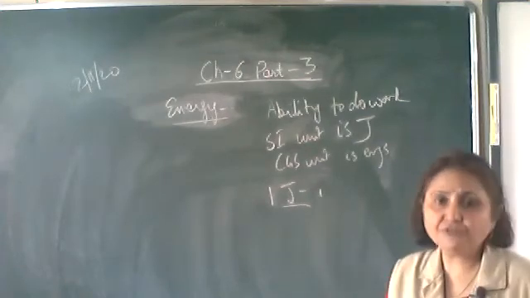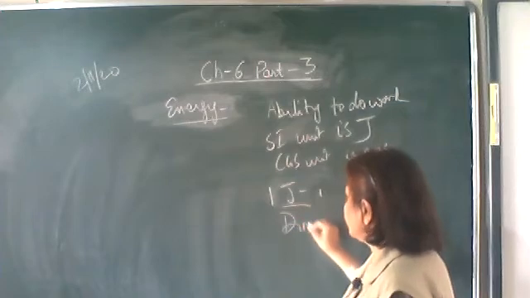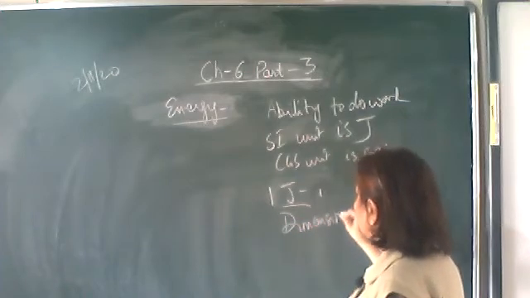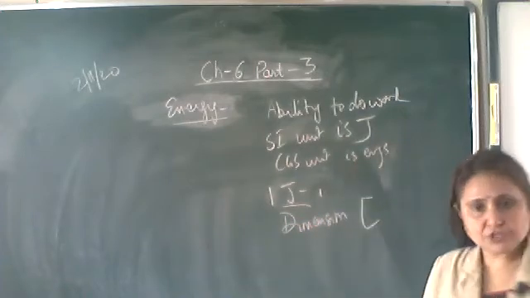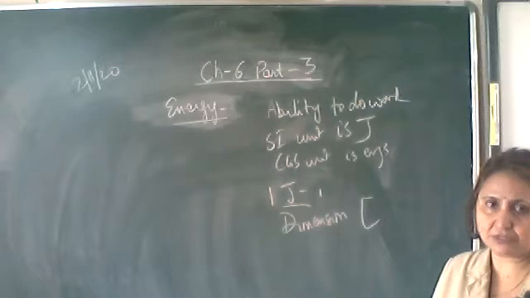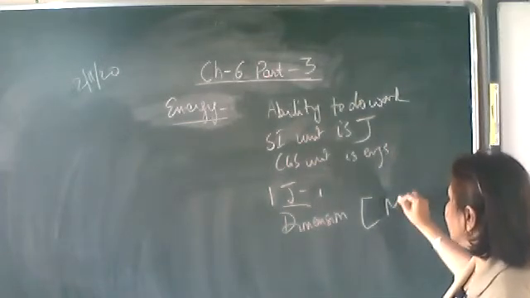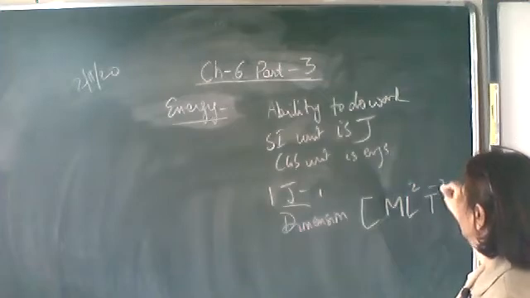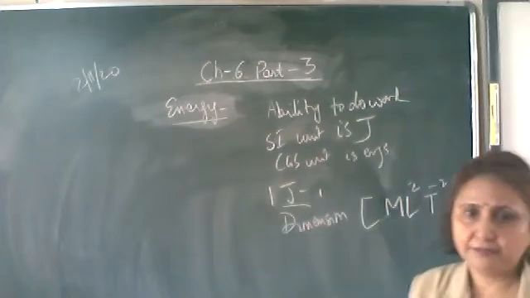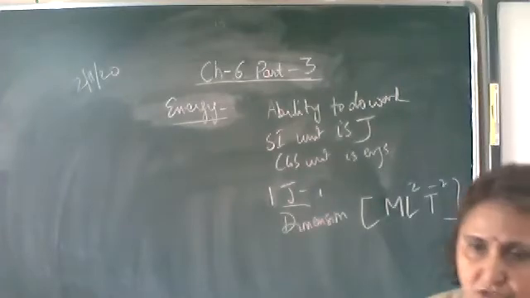And the dimensional formula will also be the same as that of work. We know that work is force into displacement. The dimension of force is M L T raised to the power minus 2, and multiplying by L gives M L squared T raised to the power minus 2. So the dimensional formula of energy is the same as that of work, that is M L raised to the power 2 T raised to the power minus 2.